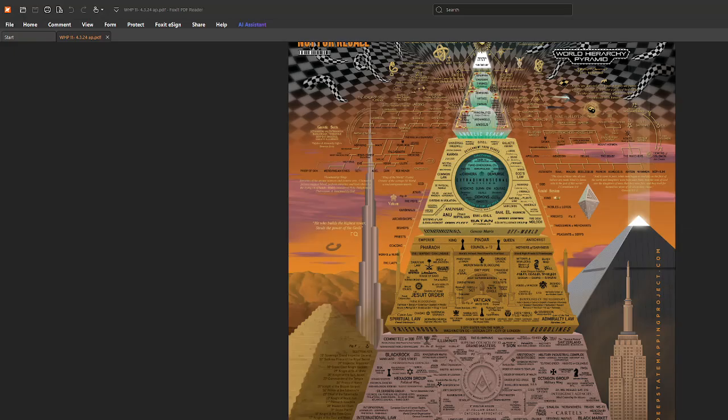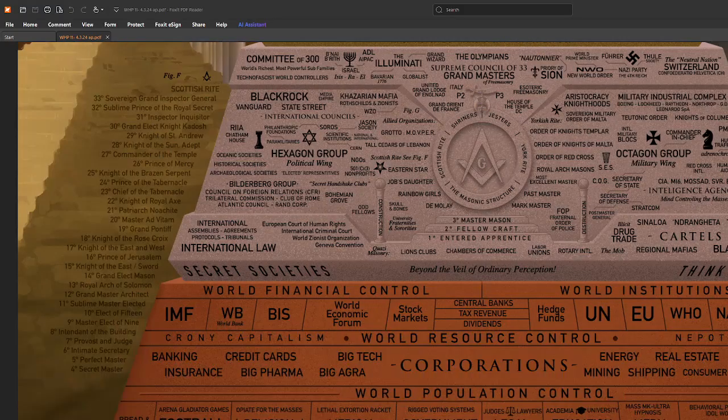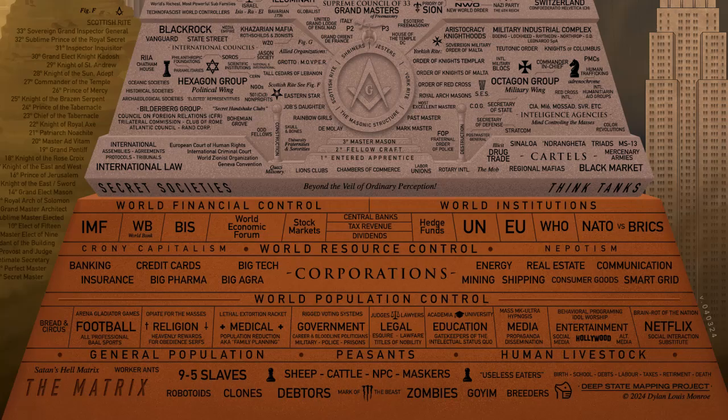And so we're going to start by looking at the bottom here. Now, the bottom is about people like you and me. It's about the general population, the peasants, the human livestock. It's about the matrix that we live in and the cycle that he has at the bottom here: birth, school, debt, labor, taxes, retirement, and death. These words are used to describe peasants, lower class citizens, robots, clones, debtors, zombies, goyim, useless eaters, breeders, 9-to-5 slaves.